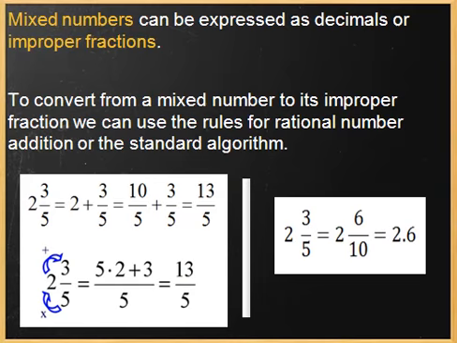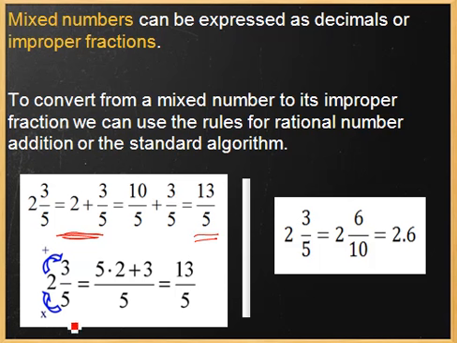Finally, we can look really quickly at mixed numbers and express them as improper fractions. Mixed numbers are those that have that whole number or integer part and that fraction. We know that 2 3/5 is really 2 plus 3/5, and 2 is really 10/5. And we can add our fractions. 10/5 plus 3/5 gives 13/5.